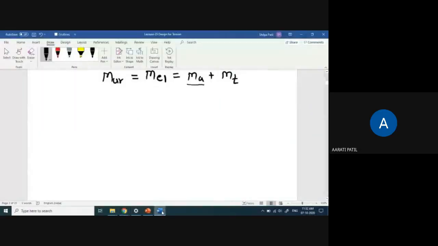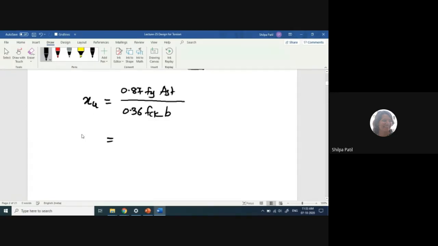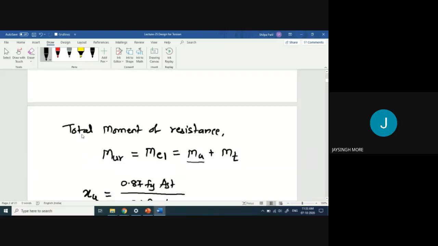Yes, ma'am. So the first step is to find out XU. What is the formula of XU? 0.87 FY AST upon 0.36 FCK B. Correct. So we have all these values. Let us put all the values and find out XU. So it is 0.87 into FY, which is 415, AST we have already calculated, which is 0.02.